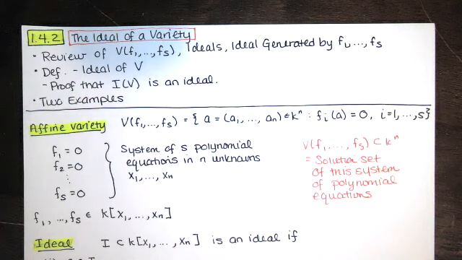And then after we review all of that, we're going to talk about a new type of ideal called the ideal of V. It's denoted by I of V, and we're going to prove that it actually satisfies the requirements of an ideal. And then we'll look at a couple of examples.